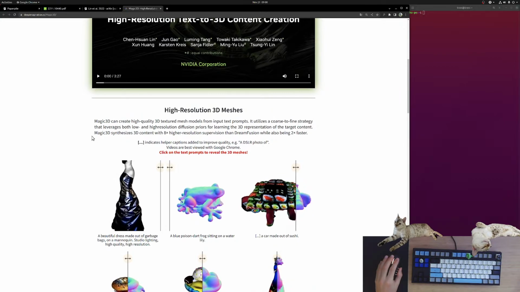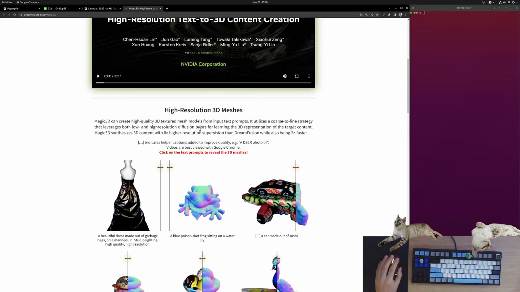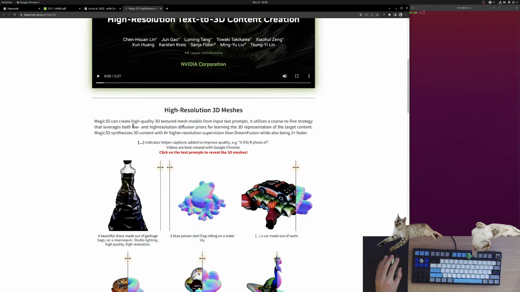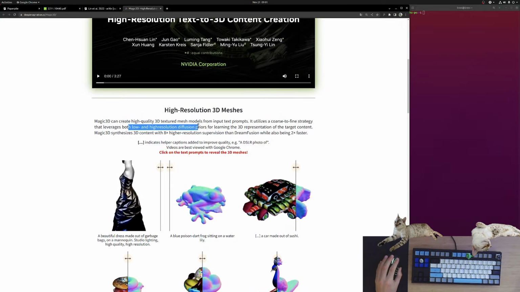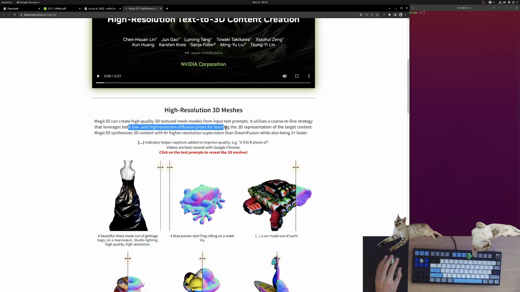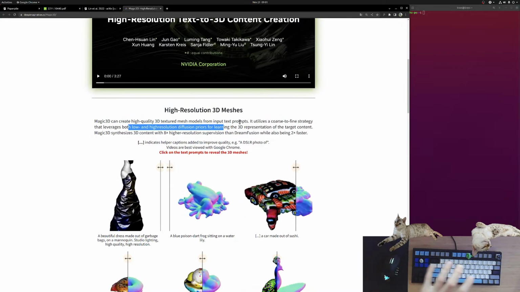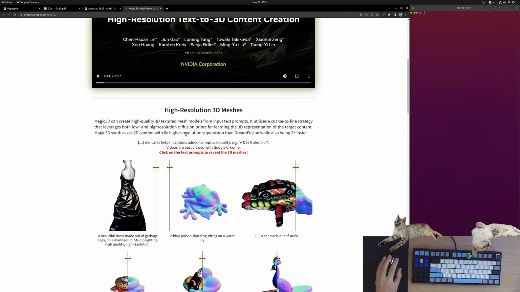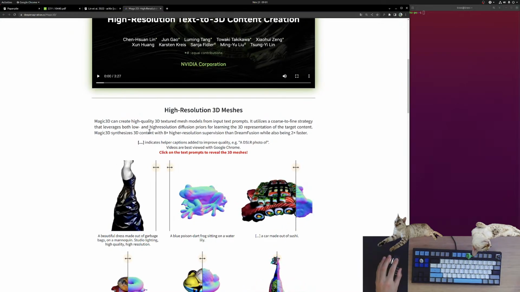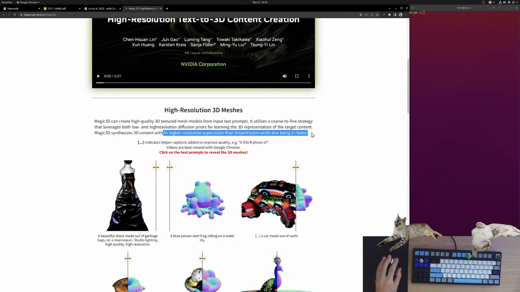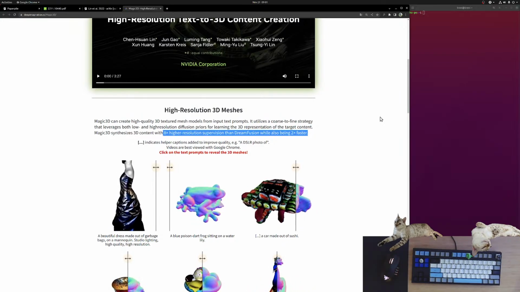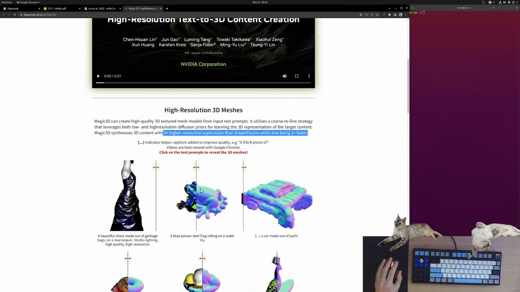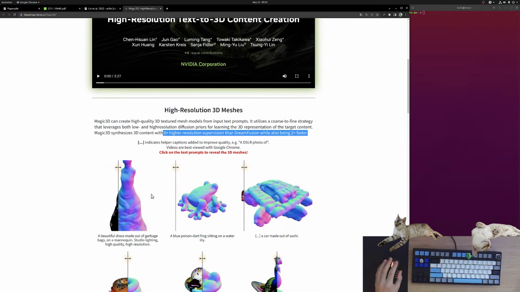It utilizes a coarse-to-fine strategy that leverages both low and high resolution diffusion priors, right? So you have low and high resolution, so you have this pyramid type design, which is pretty common in a bunch of other computer vision where you have different resolution models. Magic3D synthesizes 3D content with 8 times higher resolution than DreamFusion while also being 2 times faster. So DreamFusion, we also went over that paper on this channel. Feel free to go back and look at that if you want, but I feel like this one's going to be the superset version of that.